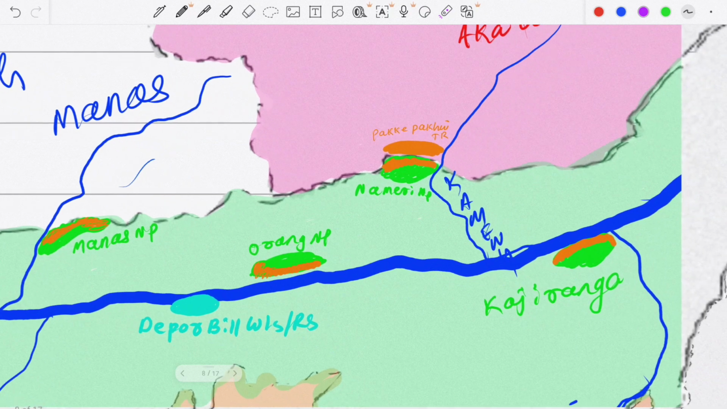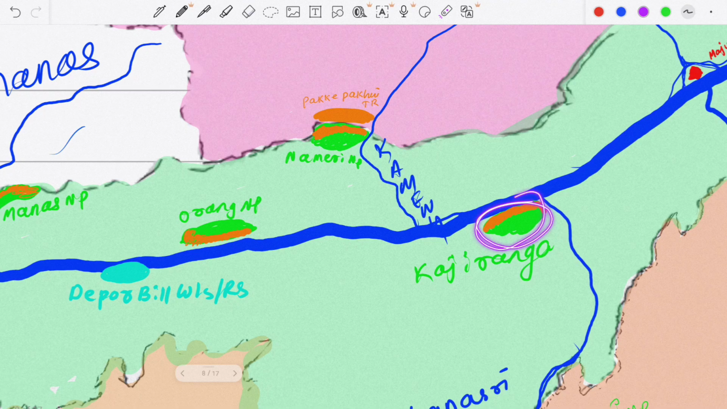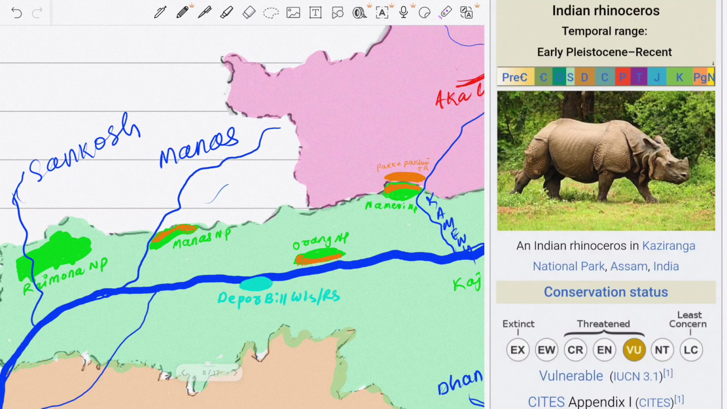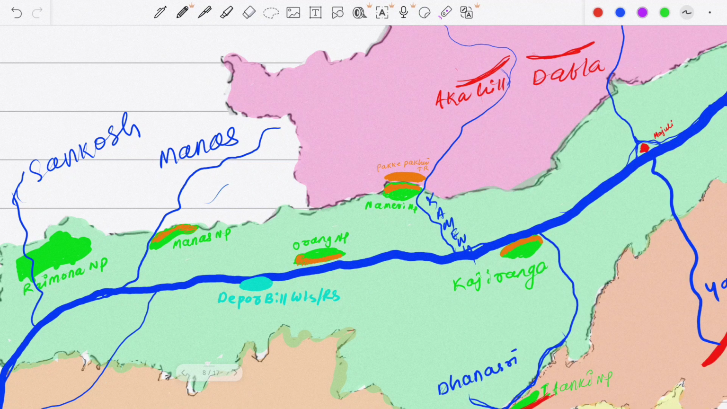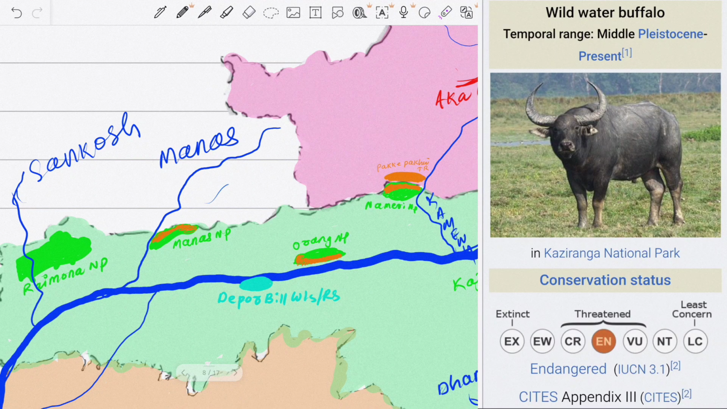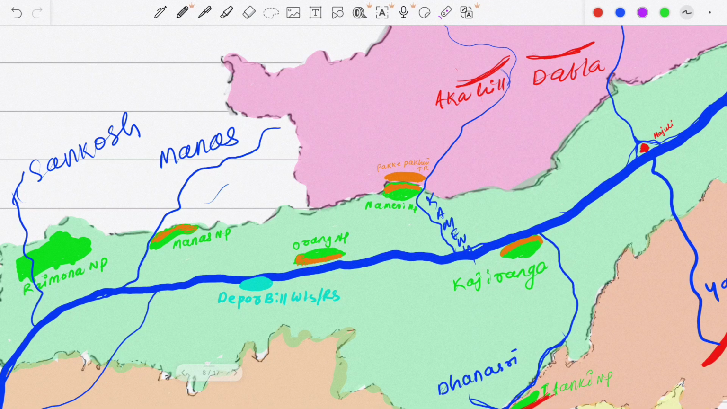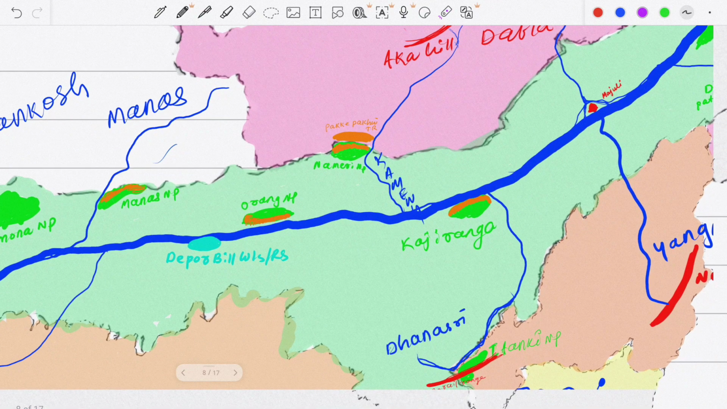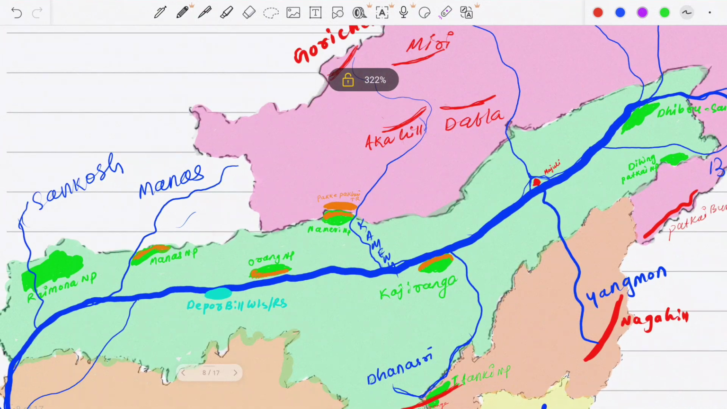Next, we will study the Kaziranga National Park, which, like the Orang National Park, lies on the bank of the Brahmaputra River. You can see clearly here. About its flora and fauna, this national park and tiger reserve is famous for the one-horned Indian rhinoceros. This national park also holds wild water buffaloes and many other organisms which I have mentioned in the PDF. I will not go into explaining all of those because it will consume a lot of time and the video will be very lengthy.